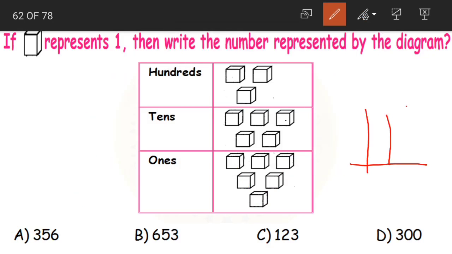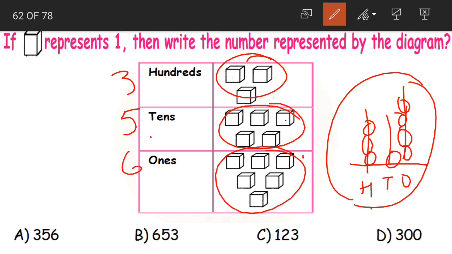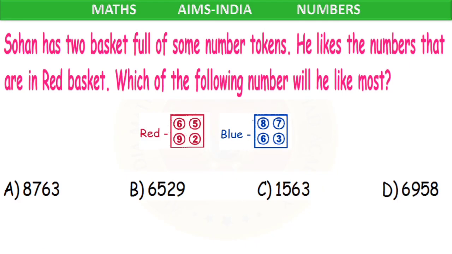I think you might have done this in the form of abacus. Yes, in an abacus you'll be given an abacus like this and you will be asked to write the number represented by the abacus. That is the same here, children. We are having 3 in hundreds place, 5 boxes in tens place and 6 boxes in ones place. So the answer will be 356.